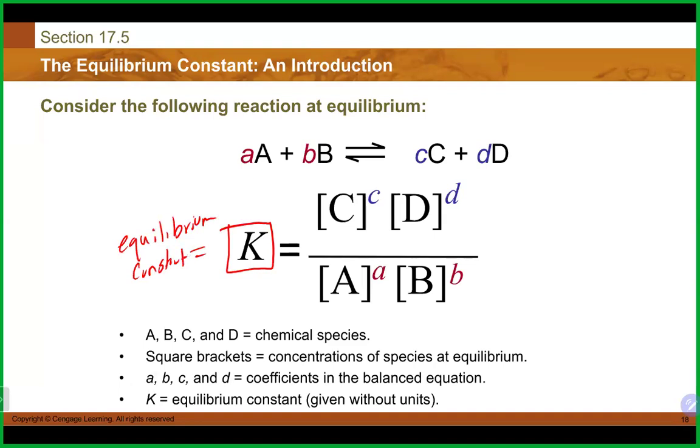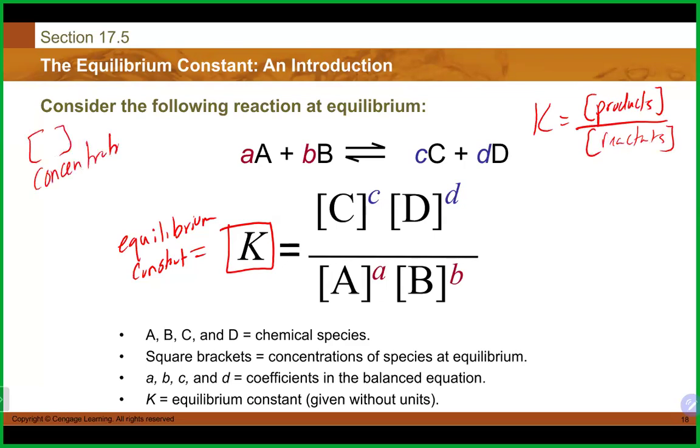And there is a relationship that if you take basically the concentration of your products divided by the concentration of your reactants, it will give you this constant value. When we see these brackets, it means concentration, and typically molarity is what we're talking about in this case. So you could write the equilibrium constant for a reaction by taking the products over the reactants. In this case, the coefficients become the exponents when you do so.